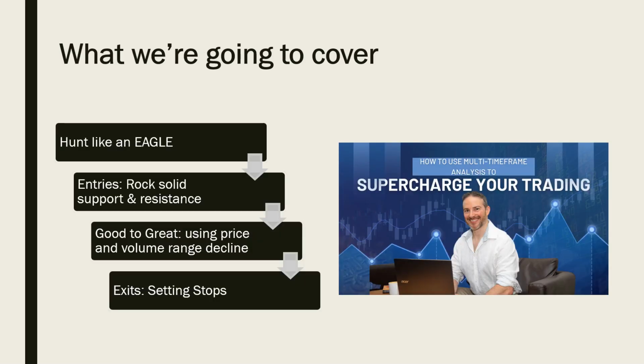Next, what we're going to cover here. I'm going to cover 4 key topics. The 4 key topics are hunting like an eagle, entries, finding rock solid support and resistance levels, then moving from good to great, using price and volume range decline for your setups. We'll get into that. And finally, exiting trades and how to set stops using multi-time frame analysis. So let's dive into the first one, hunting like an eagle.